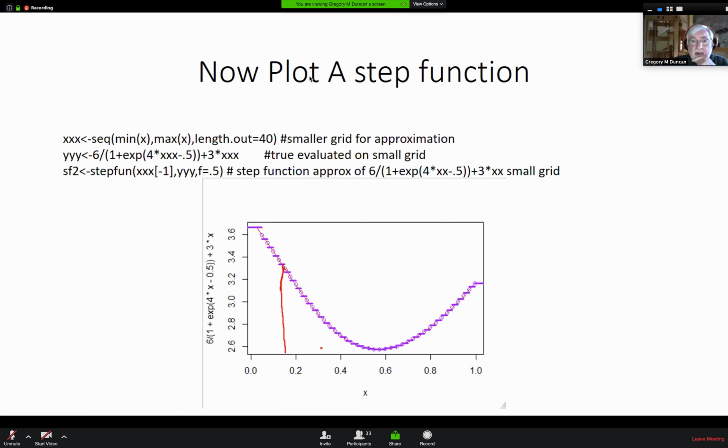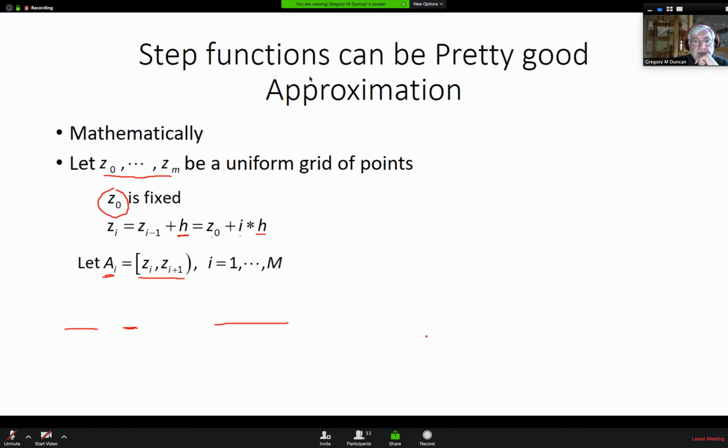And if you're at this point, all of the other I's are going to be 0, except for the one you're in here. And the value of the function for anything in here is going to be equal to whatever that is. Okay, so that's the step function approximation to a function.